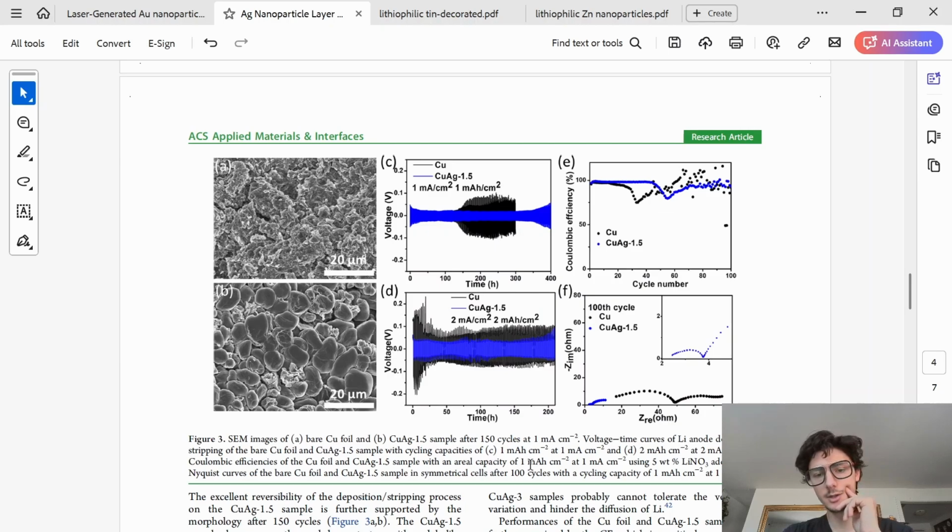Sample with an areal capacity of 1 milliamp per centimeter squared. Cool. So we have coulombic efficiency. Both of them look like they're at 100, but then the copper one just drops off over here. Boom. And then it kind of jumps around a lot. Kind of crazy stuff happens. That happens at around cycle number 20, maybe at 20 it starts falling off. Meanwhile, the copper with the silver on it continues on until cycle 40 about. Then it drops off a bunch, raises a bit, and also does some crazy stuff.